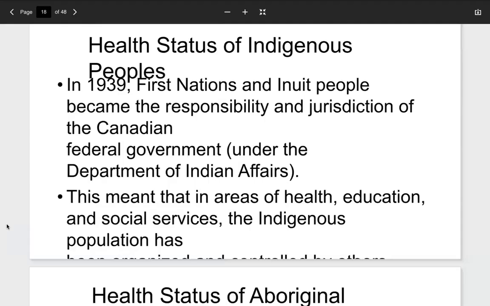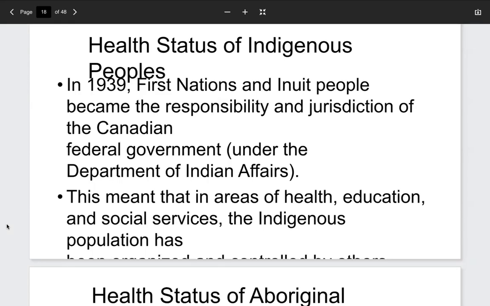So this is nowhere in as much detail as it should be, but as an overview, in 1939, First Nations and Inuit people became the responsibility and the jurisdiction of the Canadian federal government under the Department of the Indian Affairs Act. So this meant that health, education, social services, this was controlled and organized for the Indigenous people by others.